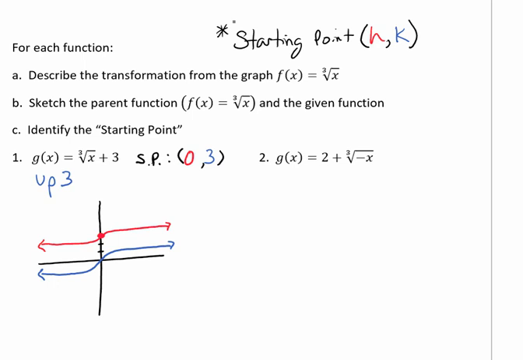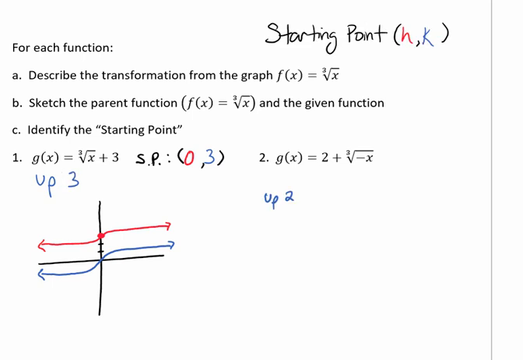Here we have g of x equals 2 plus the cubed root of negative x. So here we have the 2 in the k spot, although it's in the front, but it's being added on the outside. And then we have that negative on the inside. So the 2 in the front tells us that we're going to be moving up 2. And the negative on the inside tells us we're going to be reflecting. And we use the chart we just looked at. That should be the y-axis. We're reflecting across the y-axis.